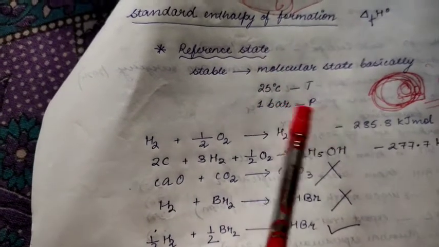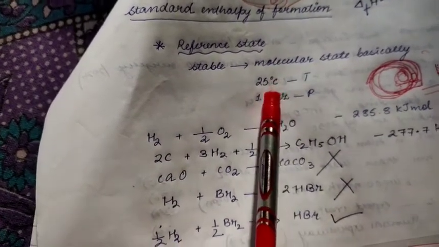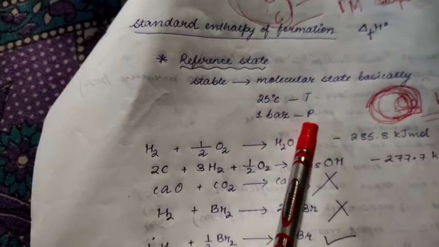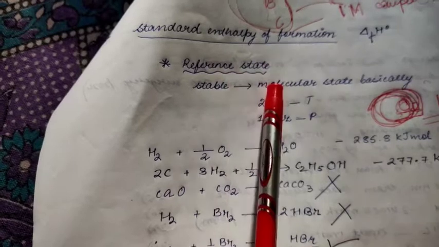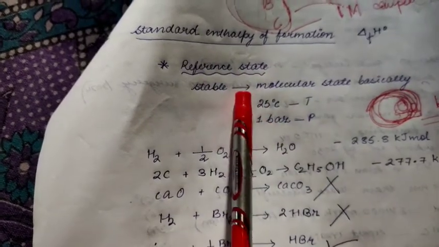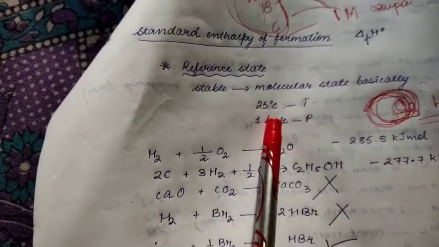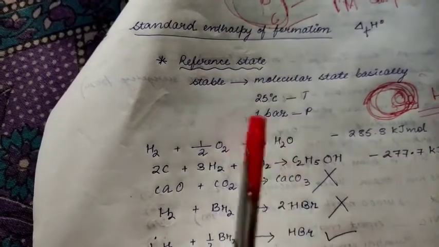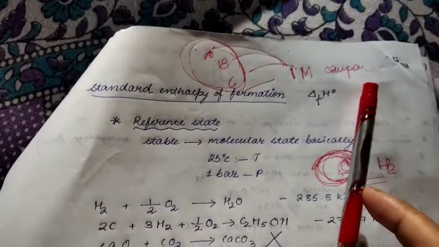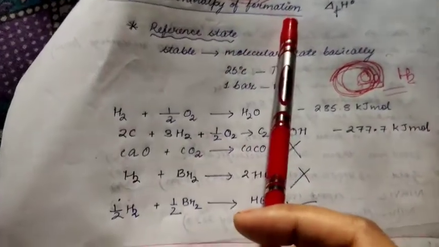Next, the temperature should be maintained at 25 degrees Celsius, which is the standard temperature, and pressure you already know, it's 1 bar. Okay, so reference state means the state of the element where it is stable, at 25 degrees Celsius temperature and pressure of 1 bar. So that is the reference state. So whenever any reaction is occurring, 1 mole of the compound is formed from the reference states, then that is known as the standard enthalpy of formation.